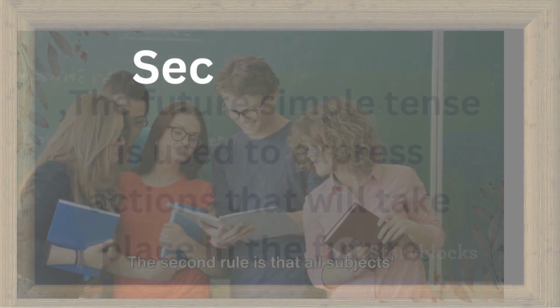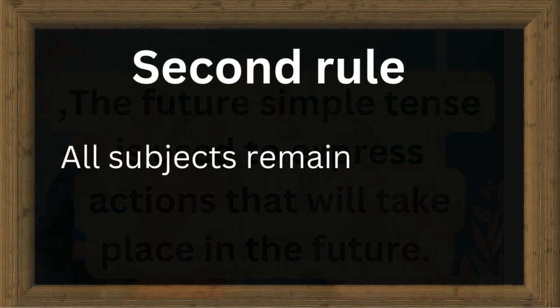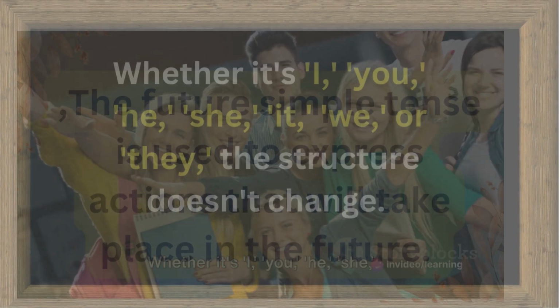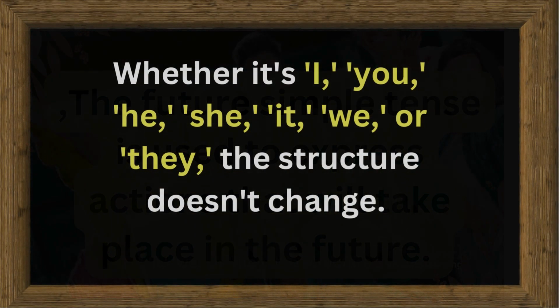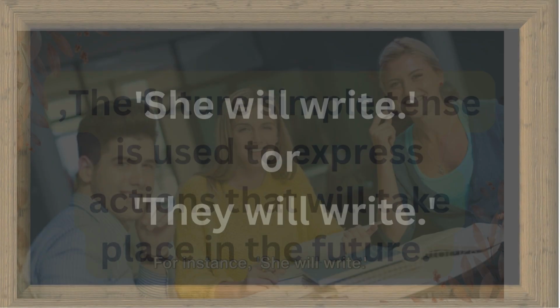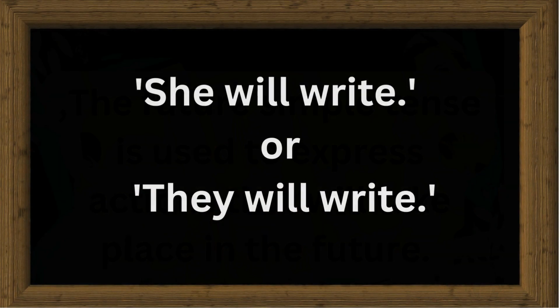The second rule is that for all subjects, the future simple tense remains the same. Whether it's I, you, he, she, it, we, or they, the structure doesn't change. For instance, she will write or they will write.